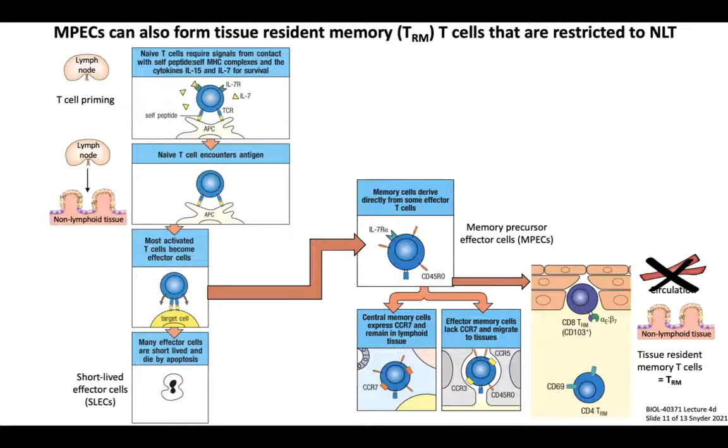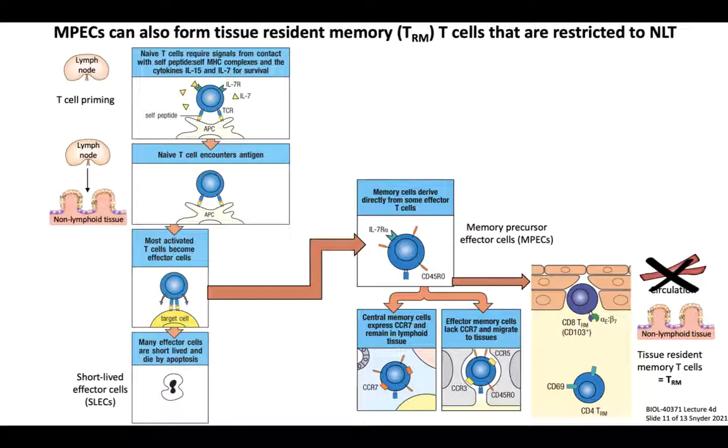The third and final type of memory T cells are tissue-resident memory T cells, which are abbreviated as TRM. Similarly to effector memory cells, resident memory cells lack CCR7 expression, but unlike effector memory cells, TRM do not re-enter circulation once they've seeded a peripheral non-lymphoid tissue. This is due to the expression of CD69, which reduces S1PR1 expression, as well as the integrin CD103, which binds to a ligand called E-cadherin that's expressed in epithelial tissues.